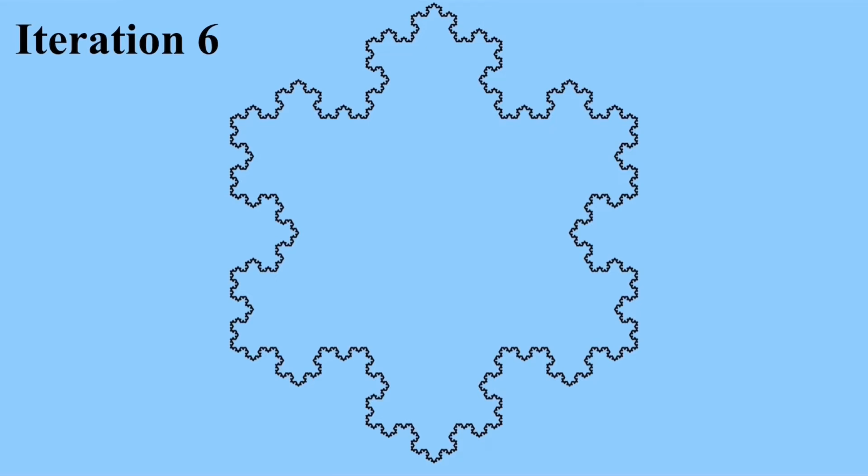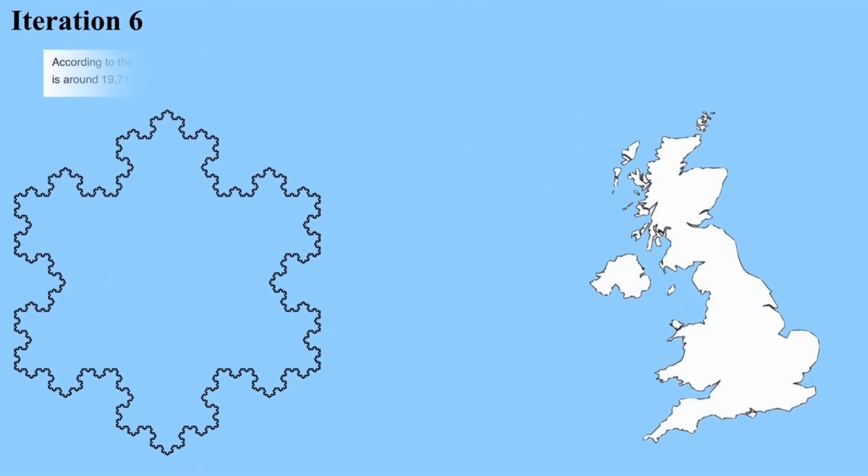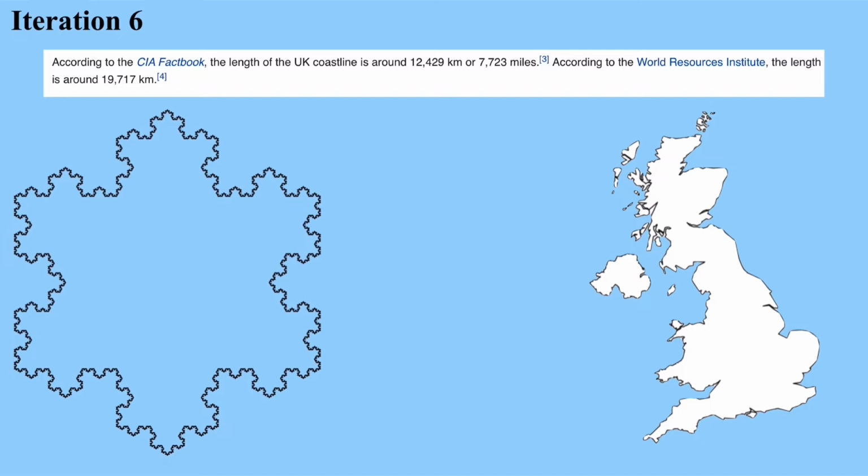Interestingly enough, you can also link the Koch Snowflake with the Coastline Paradox. What exactly is that? Well, you probably recognise this, it's the coast of the UK. If you look up at the top, according to the CIA fact book, the length of the UK coastline is around 12,500 kilometres. But according to the World Resources Institute, it's around 20,000 kilometres. You're probably thinking, how can that be possible? Did one of them get it wrong? Because they're both measuring exactly the same coastline.